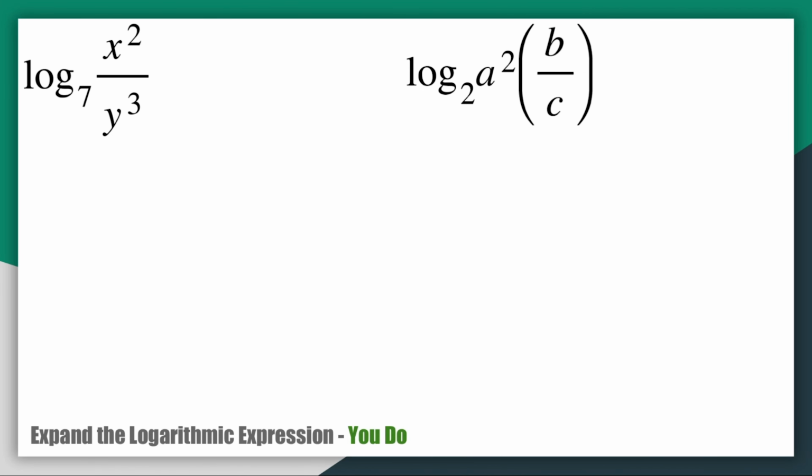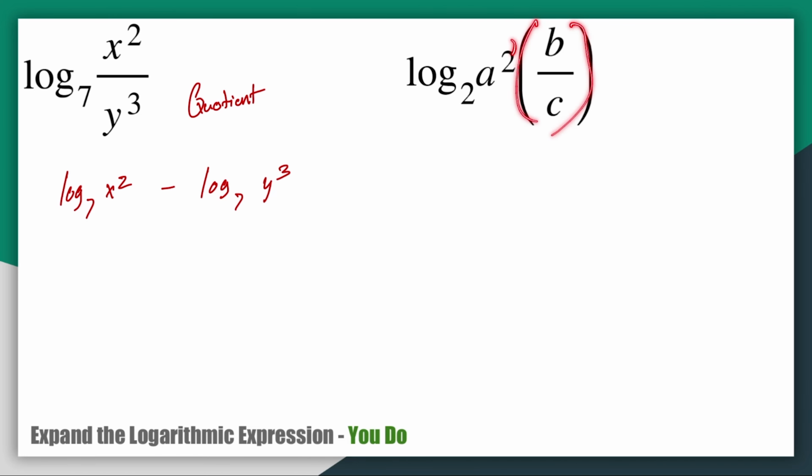Now the one on the right, you can see we have an a squared and we have a b divided by c. You cannot touch this yet, because it's all in parentheses, it's being multiplied with this. You first need to split them and then deal with them separately. So I'm first going to use the product property.